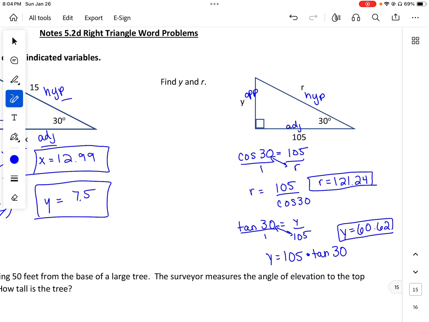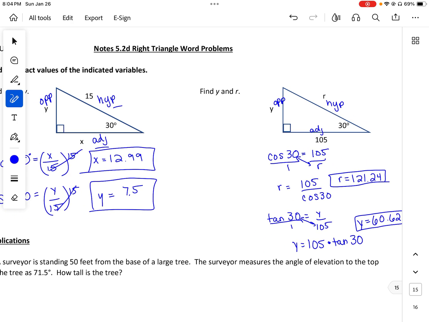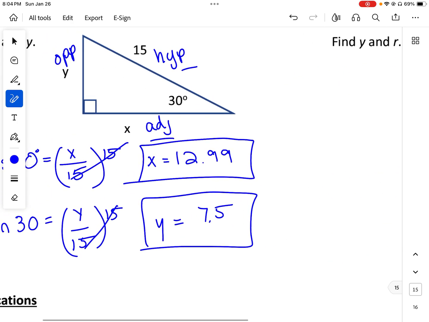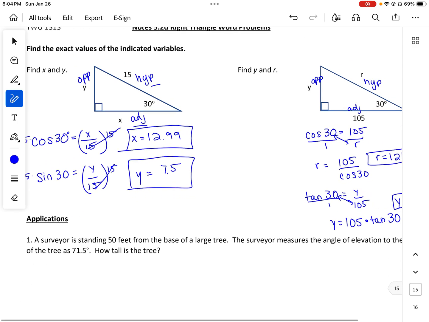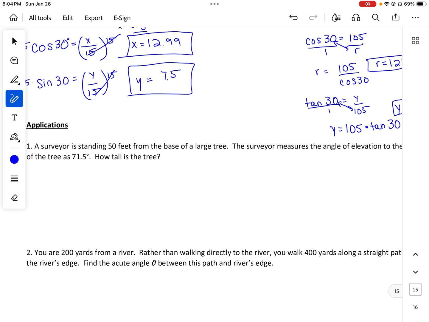Just to double check it makes sense, r is the hypotenuse, it's 121, and it is the longest side, so that works out. And if you look at the last one, the hypotenuse is 15, and it is the longest side out of all those. All right, let's get at the applications of the word problems.